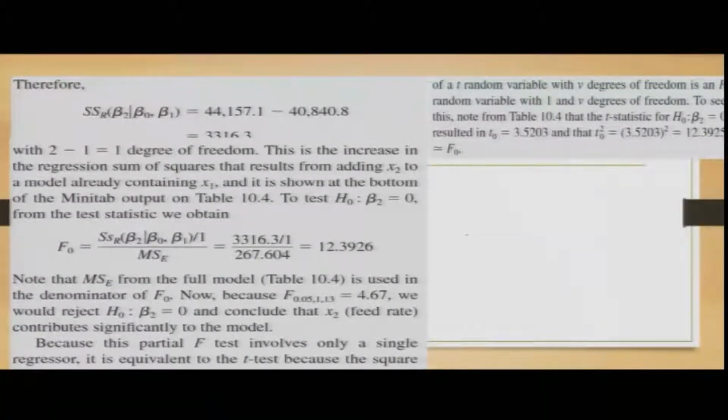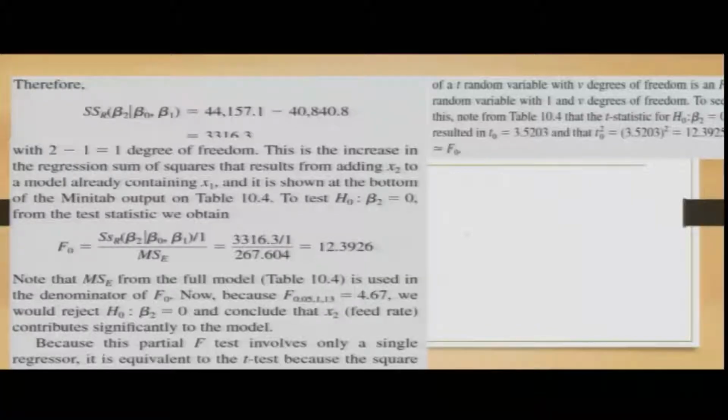Therefore, SSR of beta 2 given beta 1 and beta naught is 3316.3, and in this case you have 1 degree of freedom. This is the increase in the regression sum of the squares that results from adding x 2 to the model already present. So you had x 1, and you are now adding another variable x 2. If you keep adding, how does the sum of the squares change?